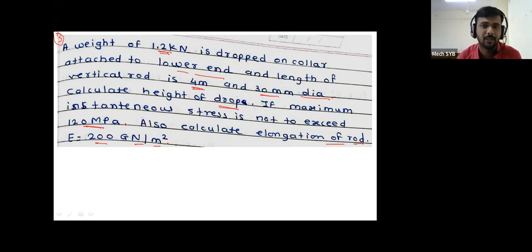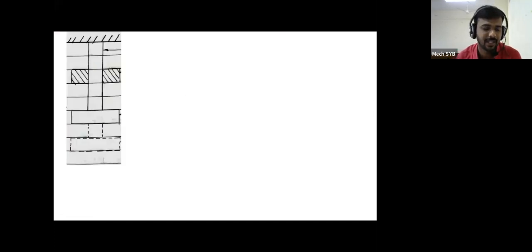Conditions are the same. One rod is there, for example in this figure. This is the rod, fixed at the top side. At the bottom side, this is the collar. This is the movable load of 1.2 kilonewton. And this is a certain height, and this height value we now have to calculate.